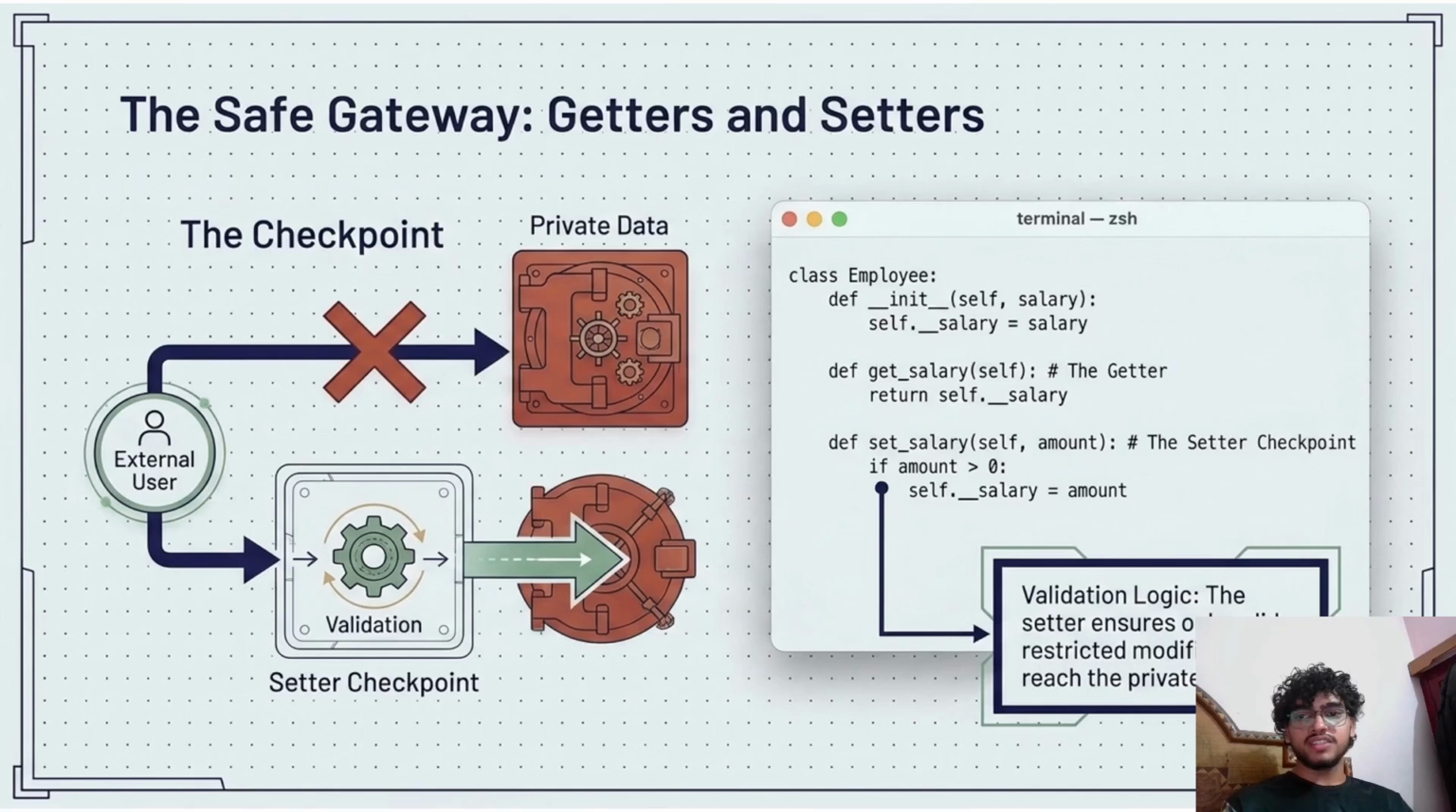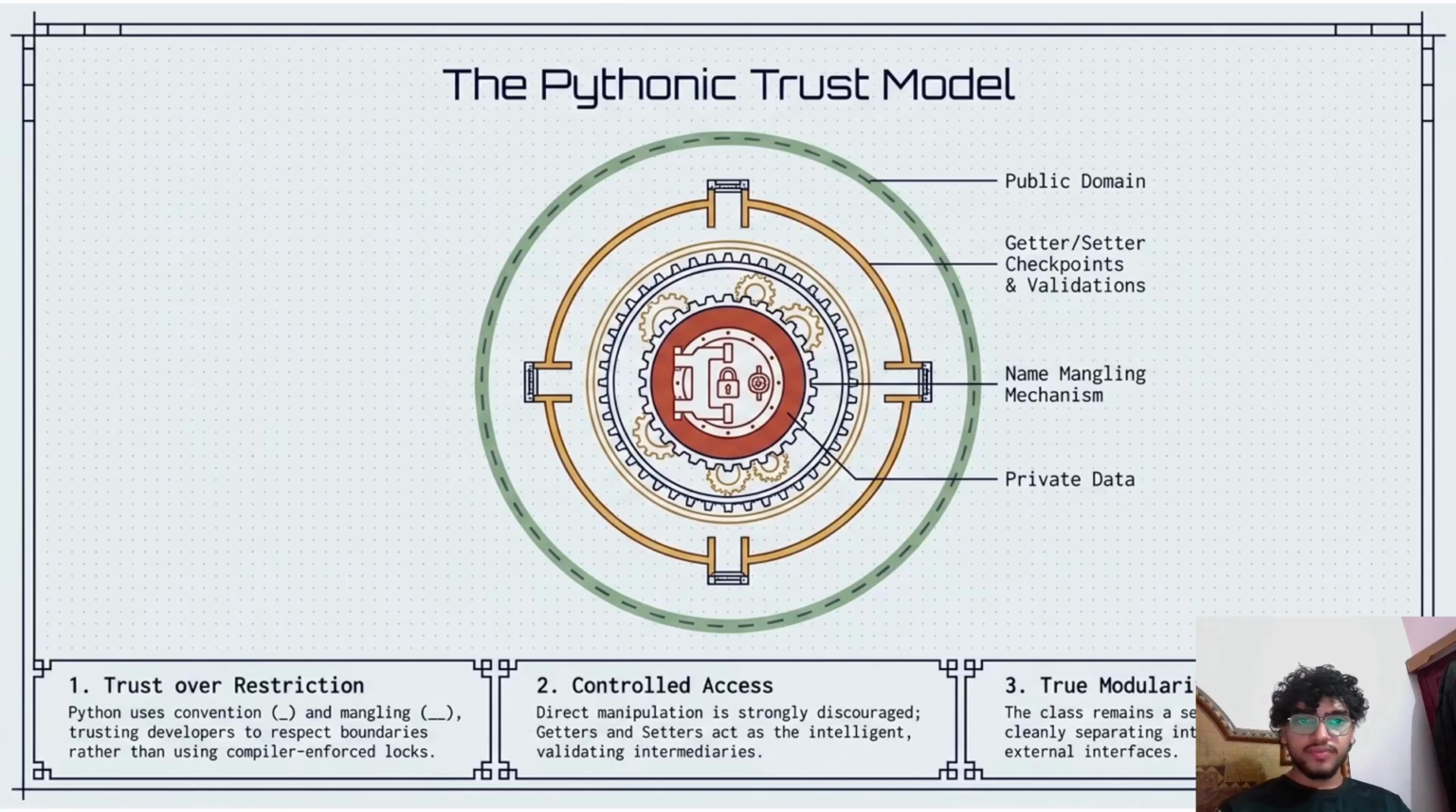The safe gateway, getters and setters. So this is just to understand the code, getters and setters. First of all, you create a class Employee, then you initialize a salary with double underscore, that is private. Then you define get salary, so you are getting the salary, and then set salary. Set salary means that you are setting the salary amount. So if you want to get salary, get_salary is the method used.